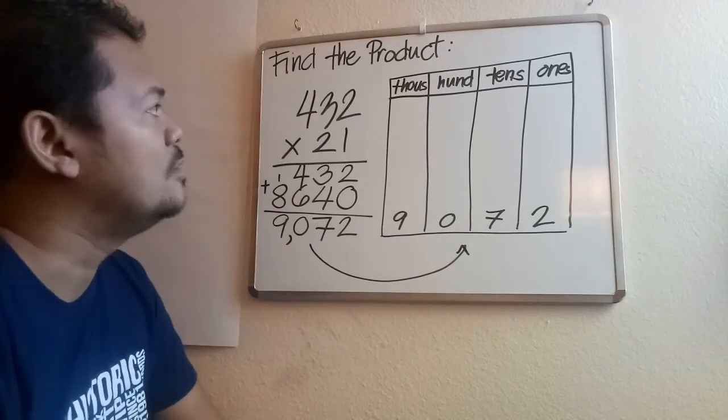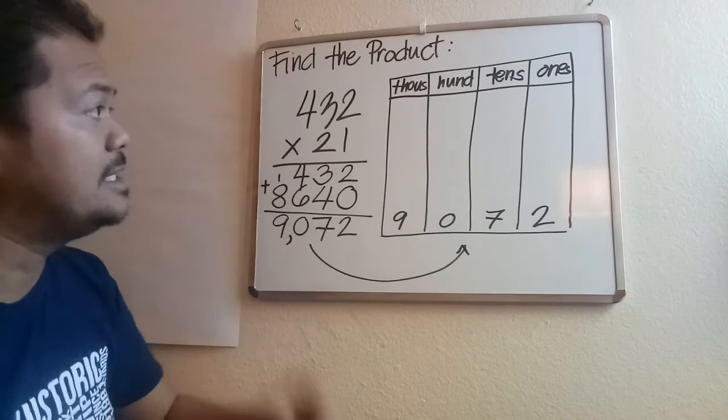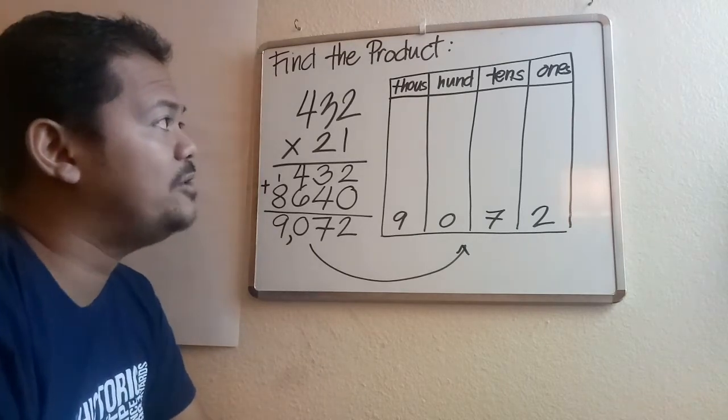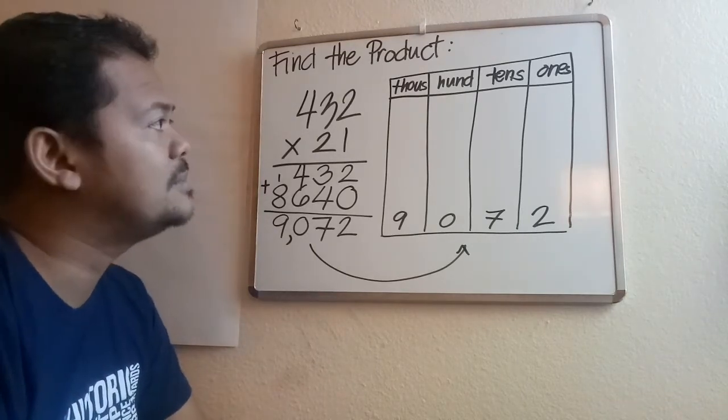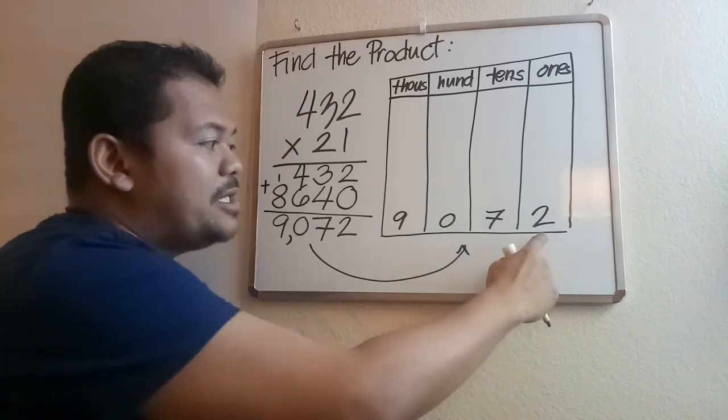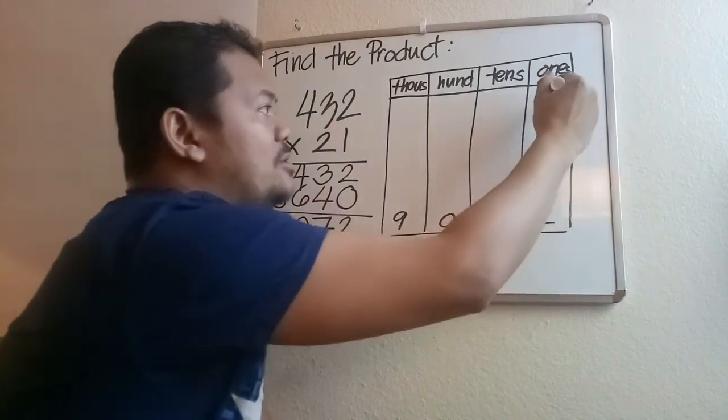Okay? Now, we got how many discs are you going to write there in your ones? Okay? So we're going to write there because we got here 2. You're going to write here 2.